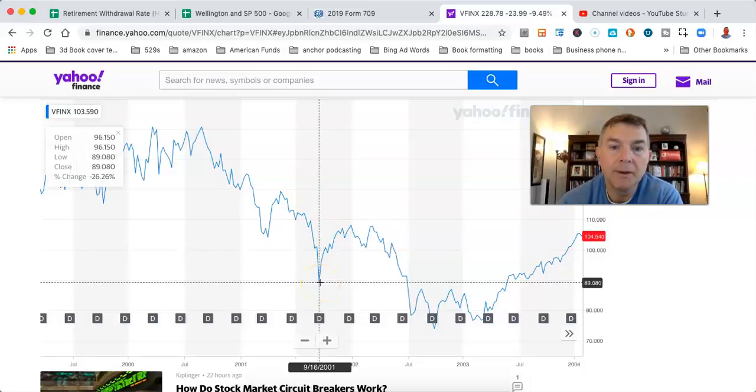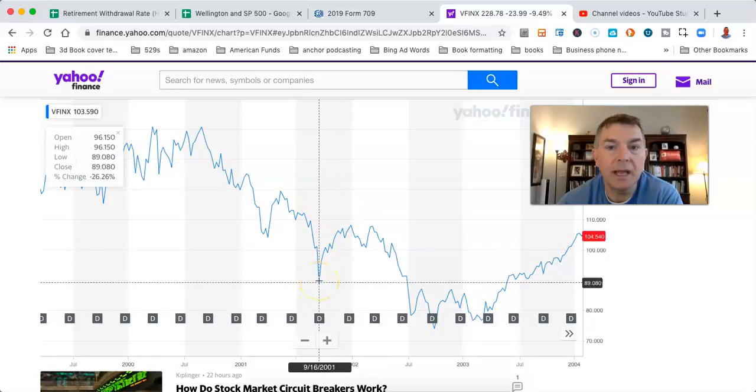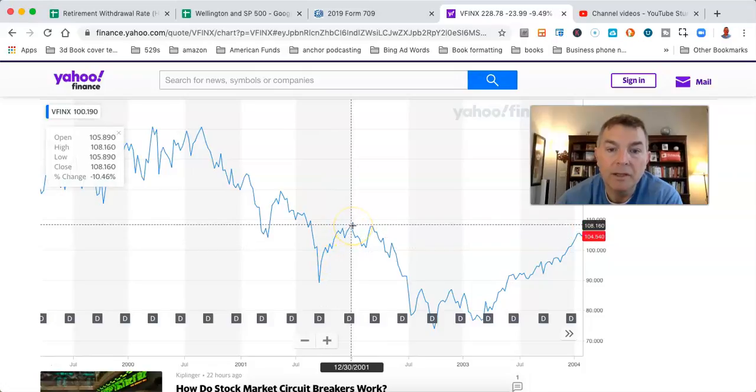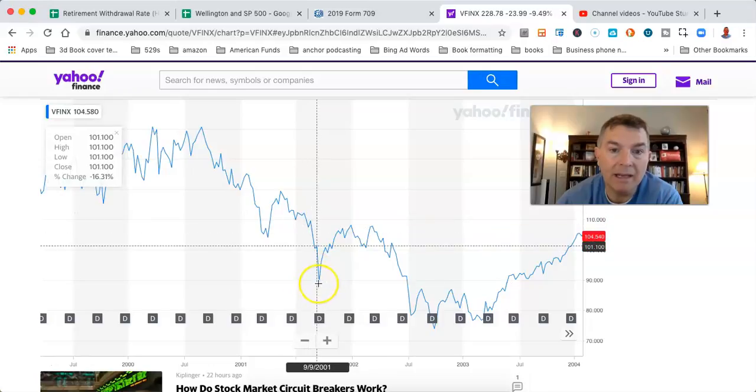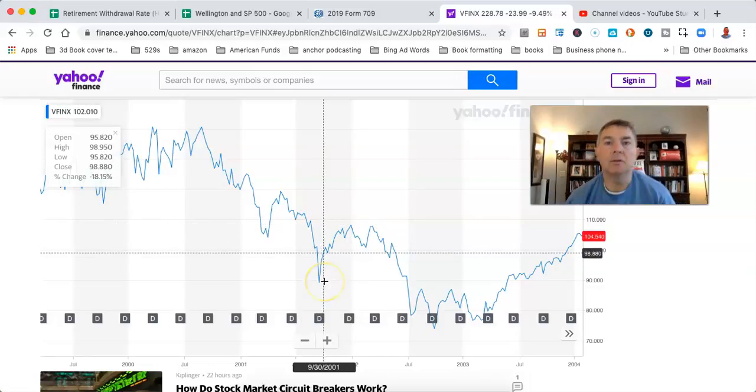We fell off a brick. Another dead cat bounce. Look at that. So from September 16th, 2001, when the S&P 500 was down to 80, this is the index 500, not the actual index itself, but the index 500 was down to 89. And then it went to the end of 2001 back to 108. So it went from 89 to 108. It was up 108 minus 89 divided by 89. It was up 21% at the end of 2001.